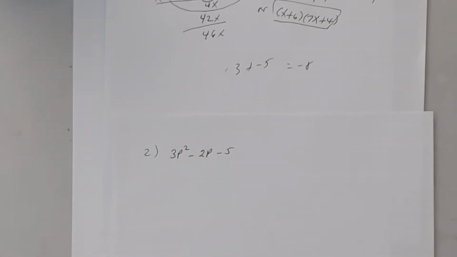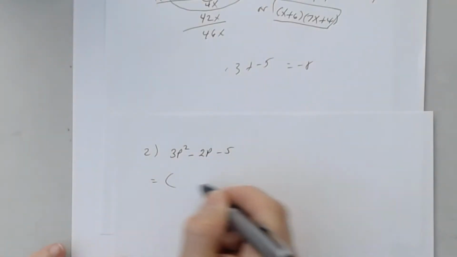3 is prime. Like the previous one, 7 is a prime number. 3 is a prime number, so that's the easy kind when it's prime. First of all, what's the GCF? I forgot to mention that. What's the GCF? 1. GCF is 1. So then I'm going to go directly to the two binomials.